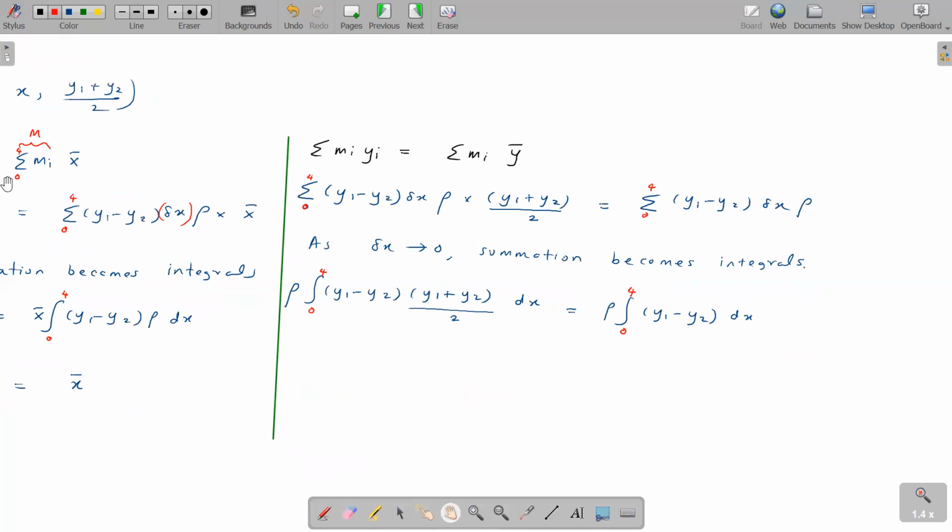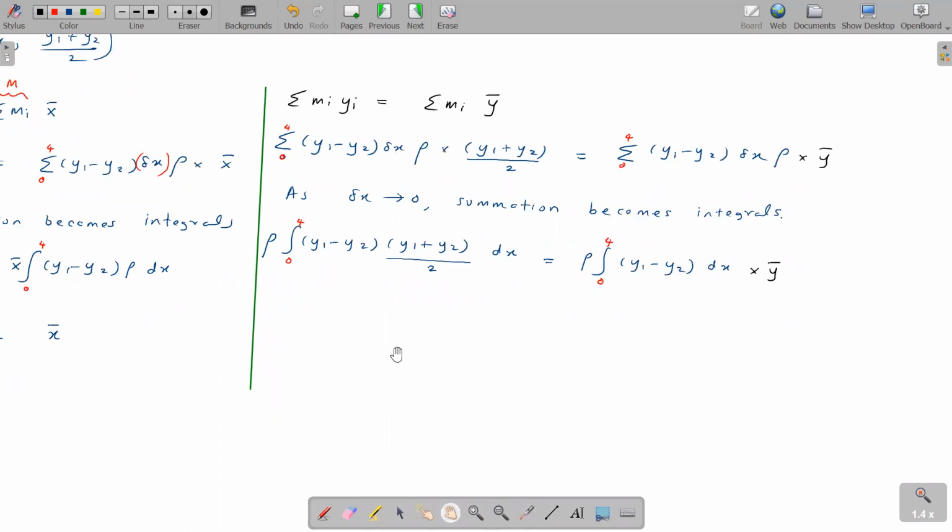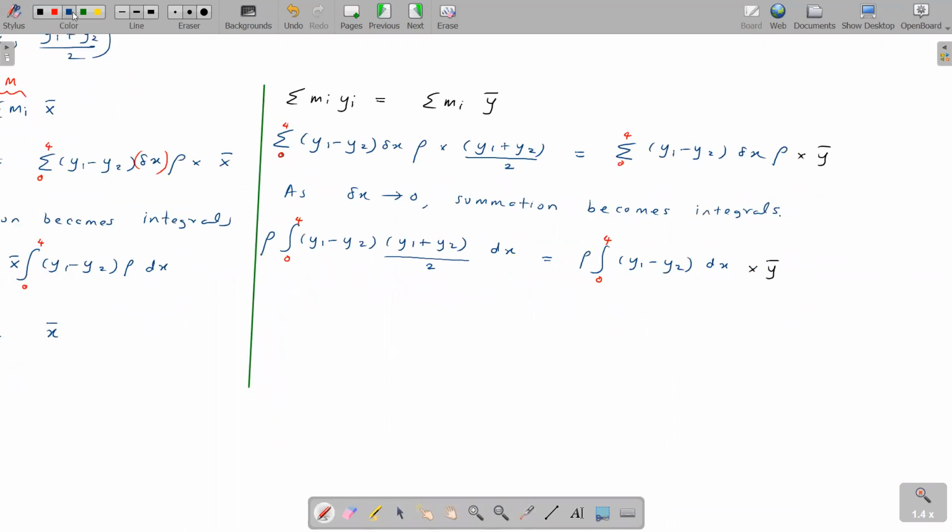So into y bar, actually I had forgotten, this is total mass into y bar. Remember, y bar is a constant, so it doesn't have to come inside the integration, because the center of mass value is a constant. It's not a variable. So that's outside. And then you can make y bar the subject now.